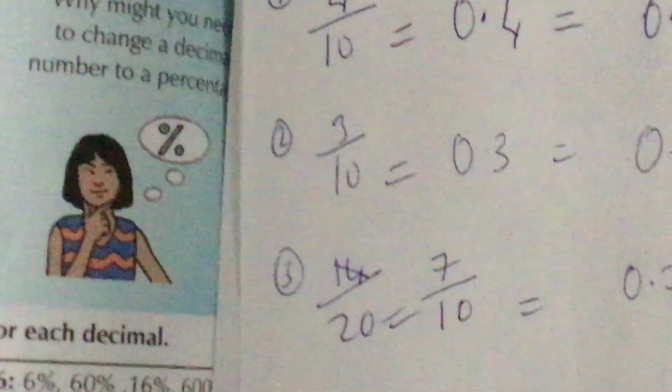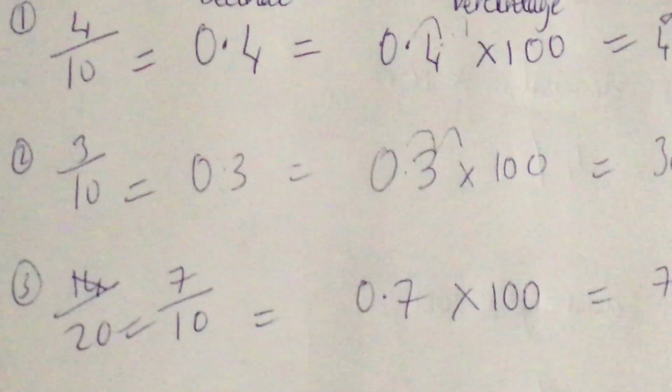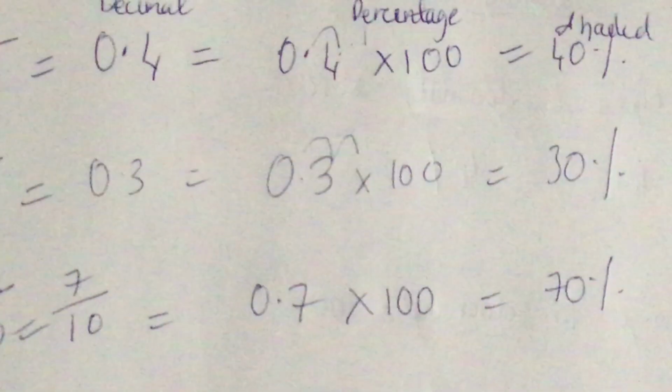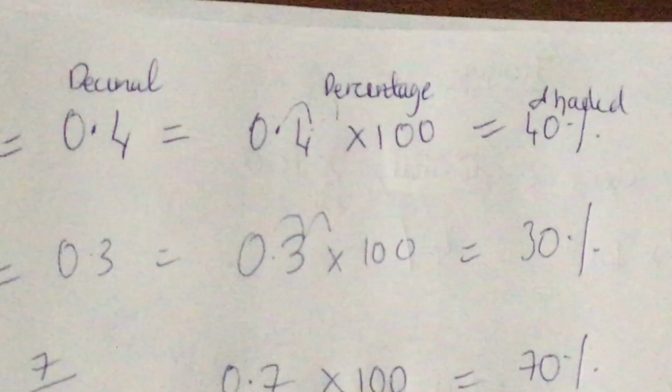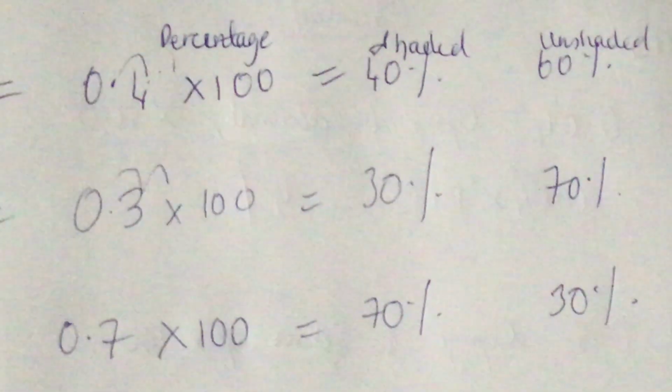So again, 3 out of 10 is the same as 0.3. And when you convert 0.3 to a percentage, you multiply by 100, you jump 2 places to the right, and you end up with 30%. Now, if 30% is shaded, therefore 30 from 100%, that's the total, you're left with 70%, QED. Next one, number 3.